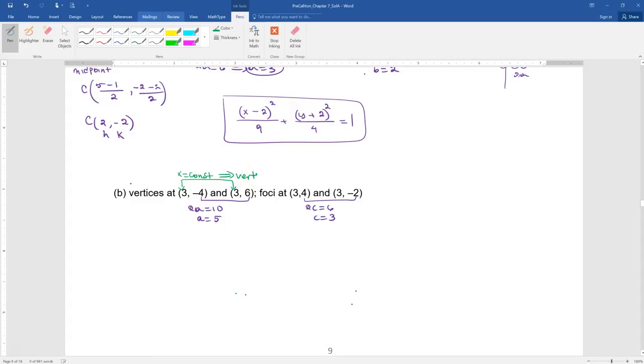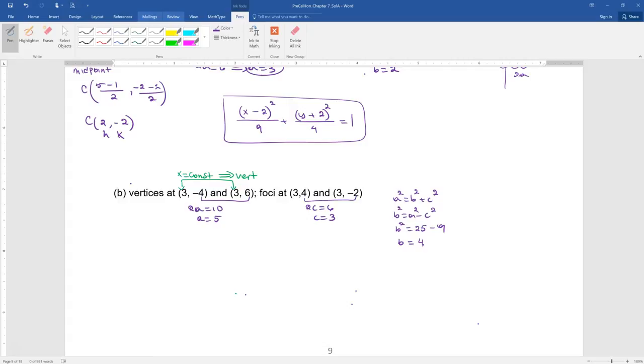All right, do I need anything else? I need b, right? Yes. So a squared is equal to b squared plus c squared. That means b squared is equal to a squared minus c squared. So b squared is equal to 25 minus 9. B is what? B is 4. Okay? So technically I don't need b, I just need b squared, but that's fine.